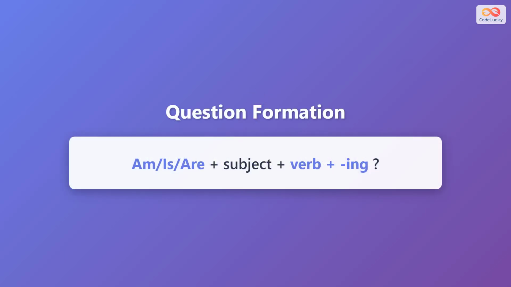To form a question in the present continuous tense, we follow a simple pattern. We start with the verb to be, which can be am, is, or are. Then we add the subject, followed by the main verb with ing at the end. Finally, we put a question mark. So the structure is am, is, or are plus subject plus verb with ing question mark.